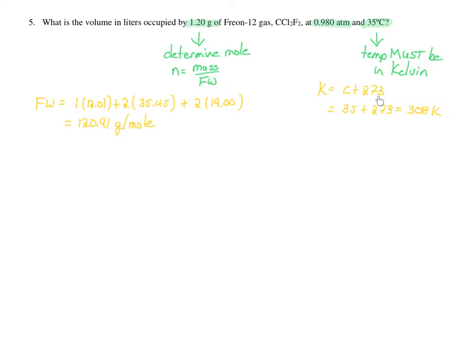Alright, so we've done our conversion from Celsius to Kelvin, and we've determined our formula weight for Freon gas. We're given the formula, so we can easily calculate the formula weight. We're going to use the ideal gas law to calculate the volume in liters. So we start with the ideal gas law, and we're going to solve for volume. To solve for volume, we multiply both sides of the equation by 1 over P. That causes P to cancel out here, and we're left with volume is equal to nRT over P.